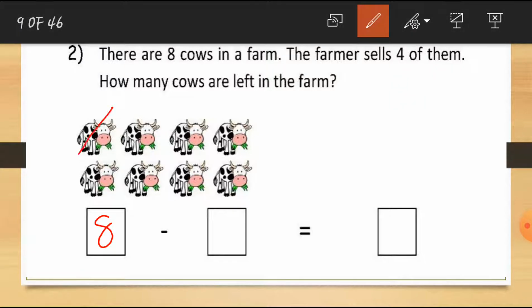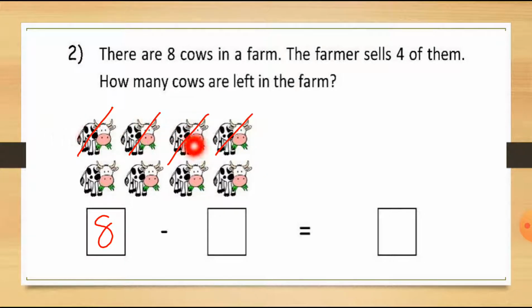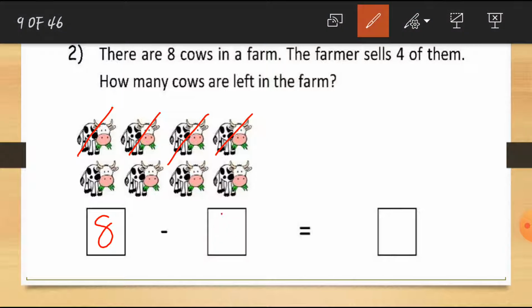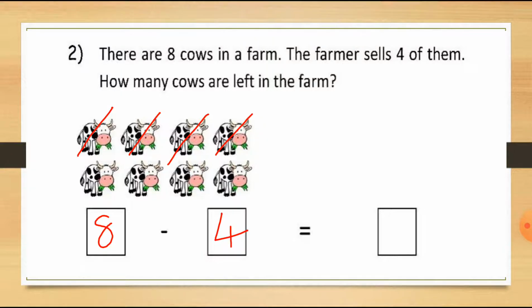So I cut the 4 cows: 1, 2, 3 and 4. You can see here I cut the 4 cows. So I put number 4 here because the farmer sells 4 cows of them. Now what is the question?